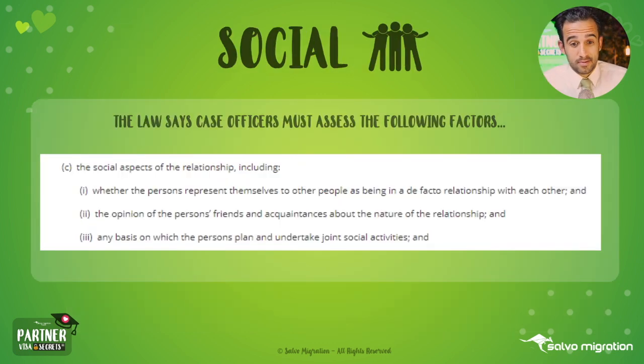The social aspects, okay? So up to 3 or 4. The law says case officers must assess the following factors. The social aspects of the relationship include whether the person represents themselves to other people as being in a de facto or spousal relationship with each other, and the opinion of those people, friends and acquaintances, about the nature of the relationship. So what do your friends and family think? And any basis on which the persons plan to undertake joint social activities.